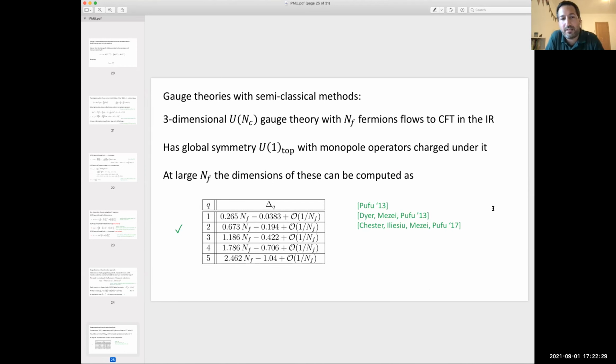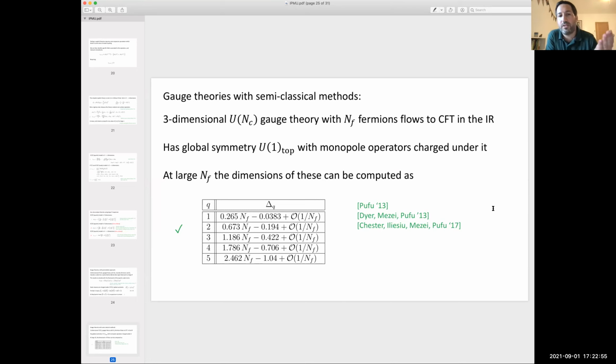Okay, so let's look at yet a different class of theories. So we're looking at different classes of theories and therefore different ways to calculate these anomalous dimensions. So in this case, we're going to consider strongly coupled gauge theories, and we're going to use semi-classical methods to calculate the dimension of operators. So we're going to consider a 3-dimensional U(N_C) gauge theory with N_F fermions, and this flows to a CFT in the IR. And this 3-dimensional theory has a global U(1) topological symmetry.